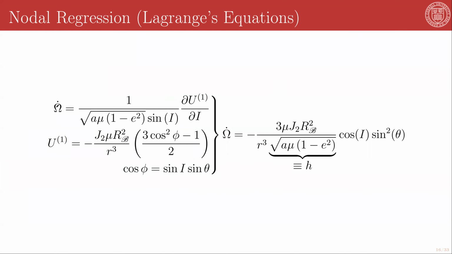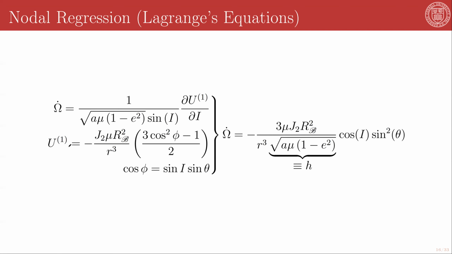The Lagrange planetary equation for the rate of change of the longitude of the ascending node is given by this expression, which is a function of the partial derivative of the perturbing potential in I only. Our perturbing potential in this case, as previously stated, is negative J2 mu times the equatorial radius of the central body squared over the orbital radius cubed times 3 cosine squared phi minus 1 over 2, where phi is the zenith angle of the current orbital position. And we've previously shown that cosine phi can be written as sine I sine theta.